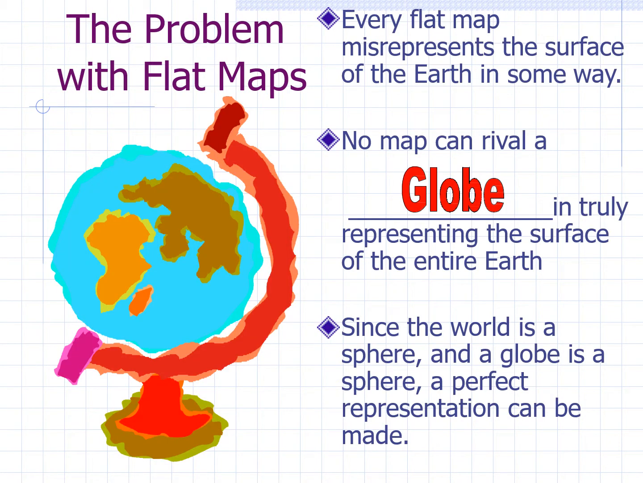The problem with flat maps. Every flat map misrepresents the surface of the Earth in some way. No map can rival a globe in truly representing the surface of the entire Earth. Since the world is a sphere and a globe is a sphere, a perfect representation can be made.